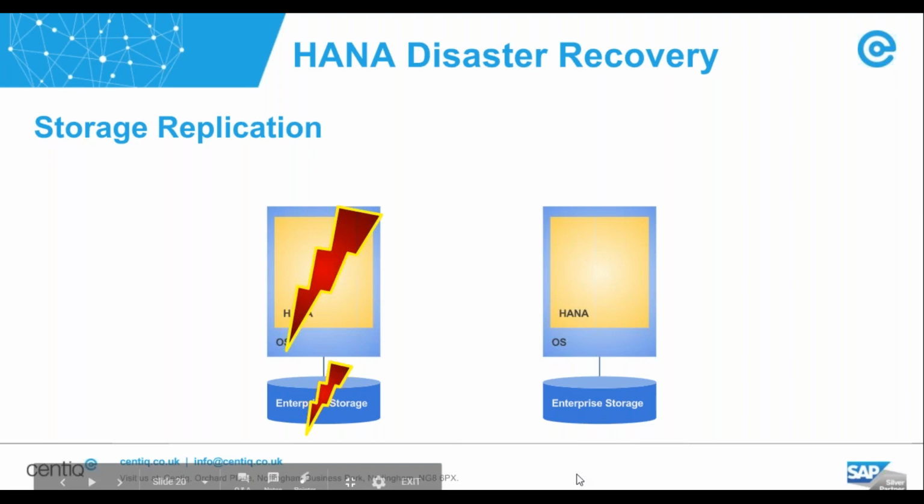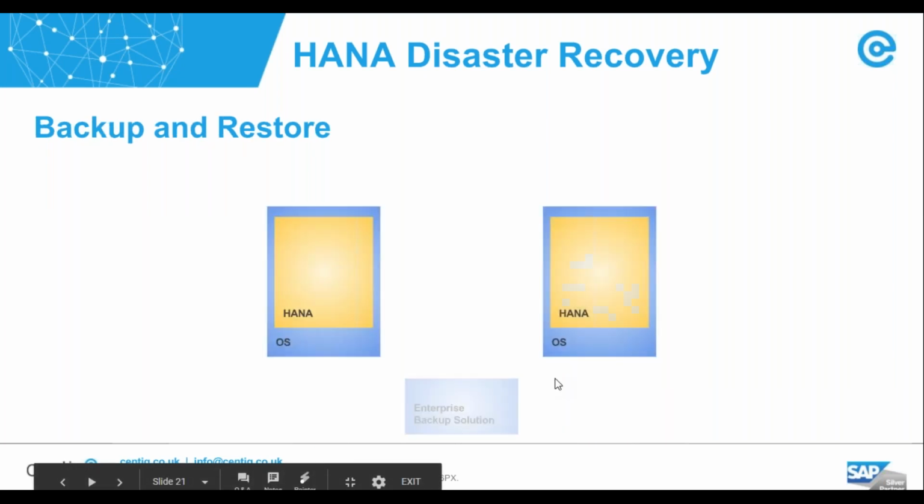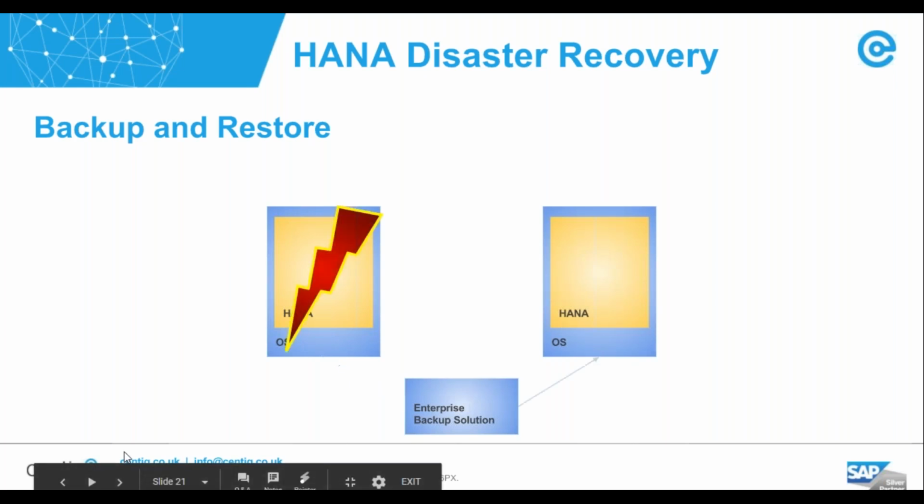Okay, so let's have a look at the backup and restore. This slide is very high level. We've got two geographically separated HANA installations. One of them backs up to the enterprise backup solution, and in the case of a site failure, we simply use that same enterprise backup solution to restore the data to an alternative system.